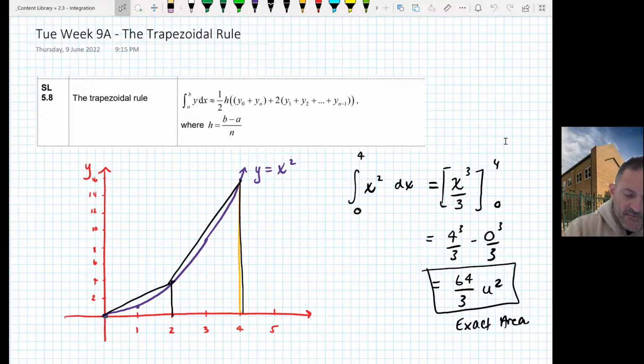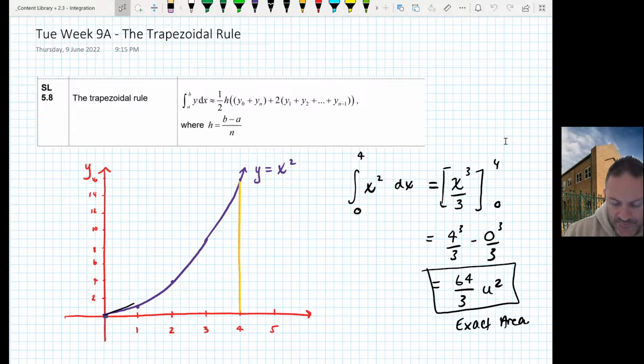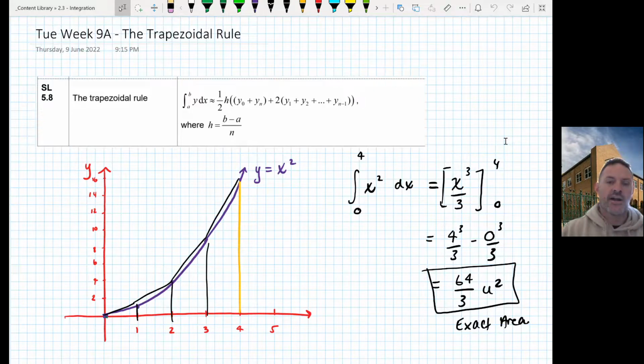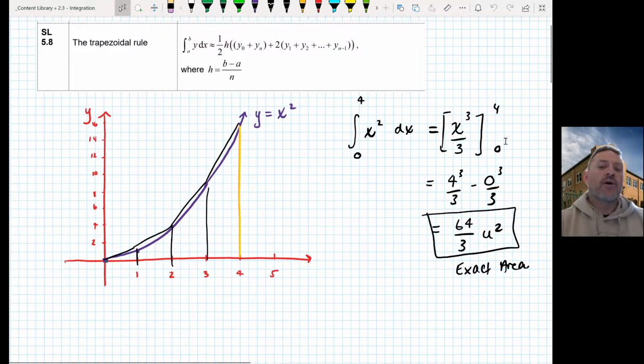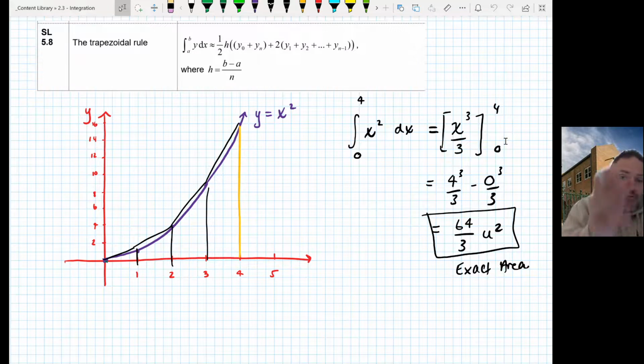But of course, we could then find smaller trapeziums, for example. Just like we did with the rectangles, we could use a width of 1, like that, for example. And that would be, I guess, even more accurate than what we had previously. Now, we could go even further and make 8 trapeziums, whatever it might be. And the smaller we do it, the more accurate it's going to be.